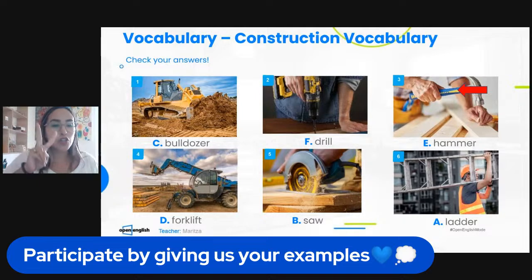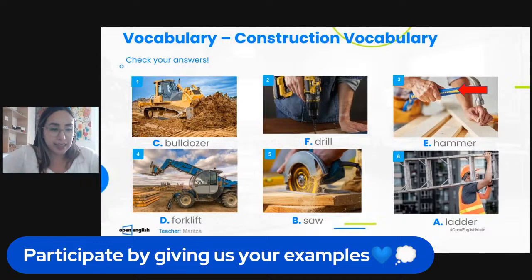All right, number 2, our second picture is a drill. Carlos Spino, you are correct. Drill. Number 3 is a hammer. A hammer. Number 4, forklift.